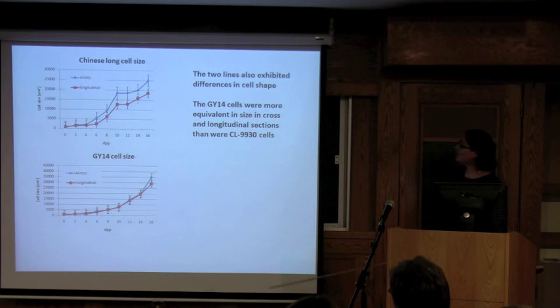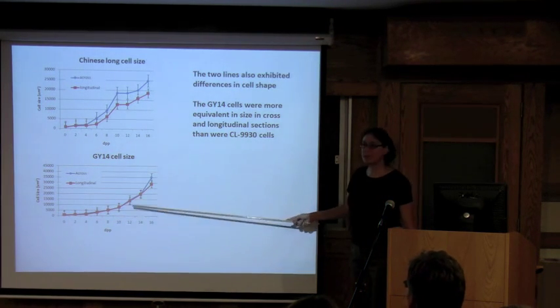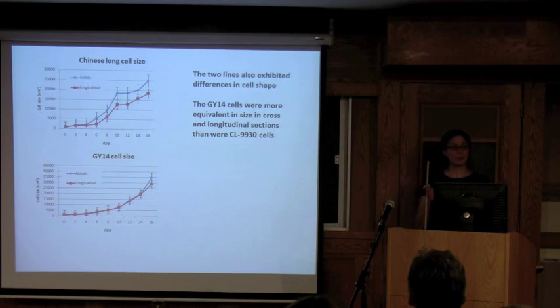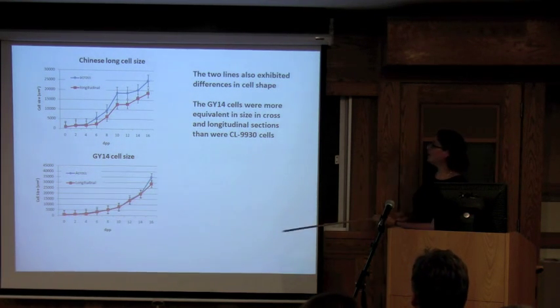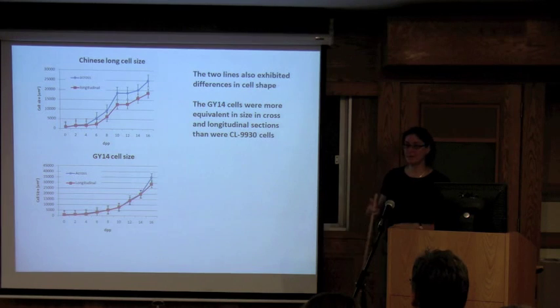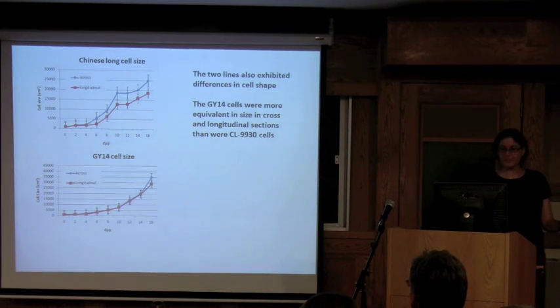The two lines also exhibited differences in cell shape. GY14 cell size was pretty much equivalent whether you were looking at longitudinal or cross sections, whereas there was a difference in the dimensions for the Chinese long.